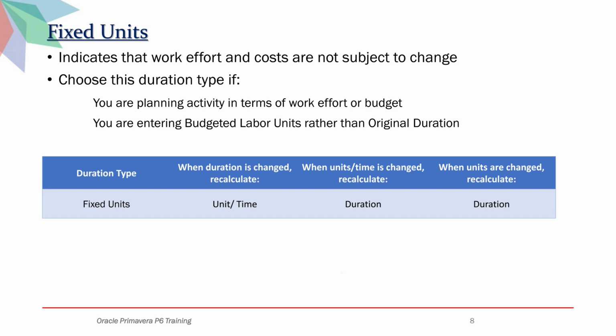Fixed units. It indicates that work effort and costs are not subject to change. Choose this duration type if you are planning the activity in terms of work effort or budget, and you are entering budgeted labor units rather than original duration. Review the table below and we can move to P6 for the demonstration.